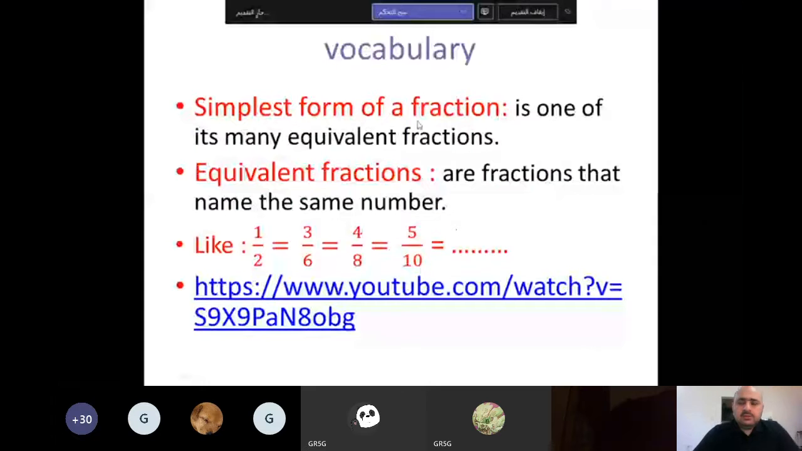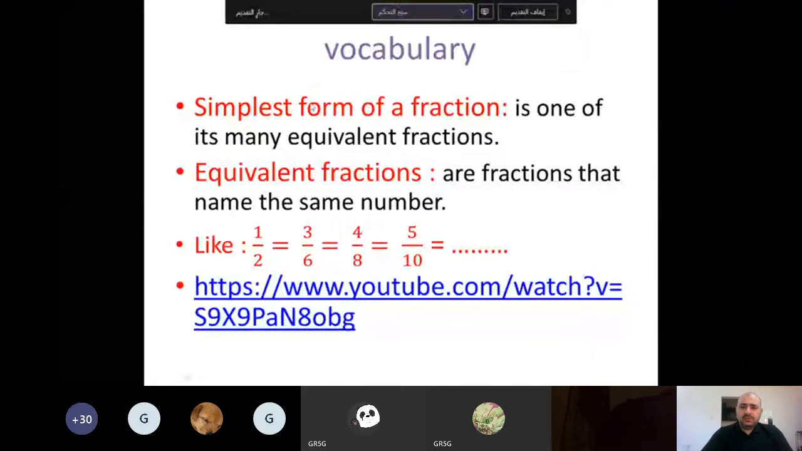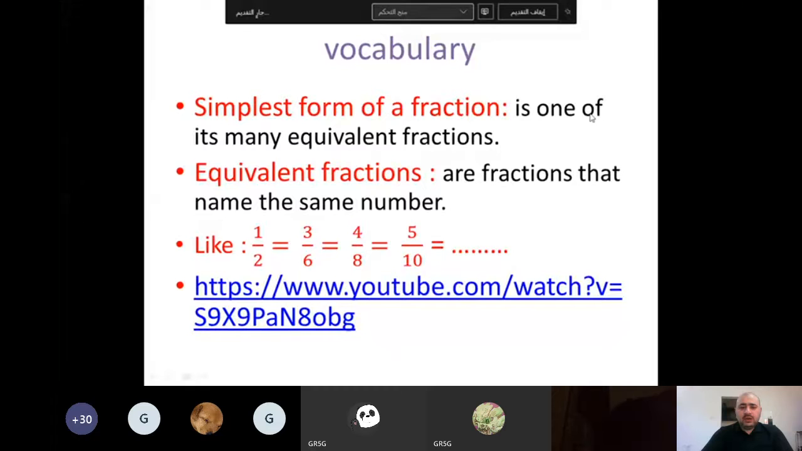Okay. Today we have a new vocabulary. What's the meaning of simplest form of a fraction? It's one of its many equivalent fractions. The second word, what's the meaning of equivalent fraction? Equivalent fractions are fractions that name the same number.